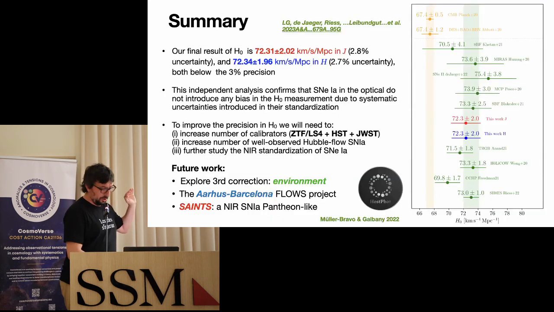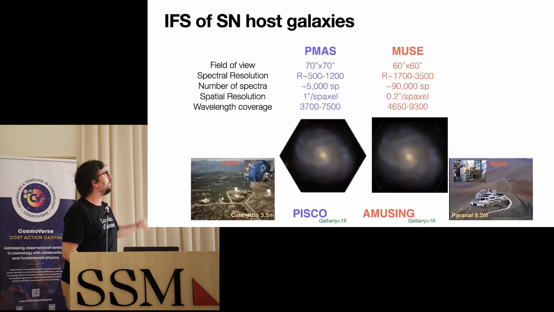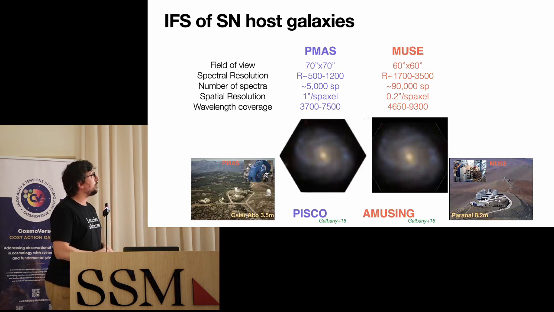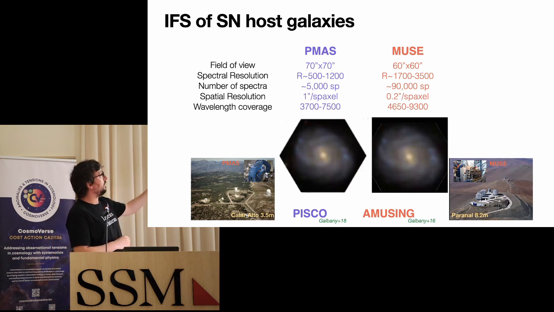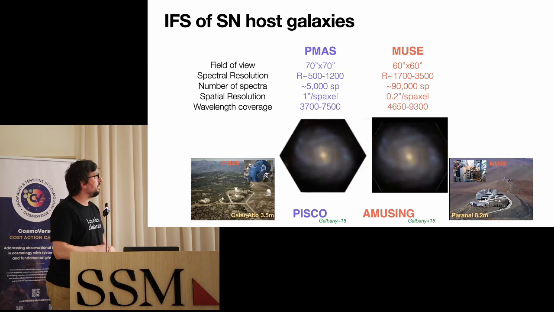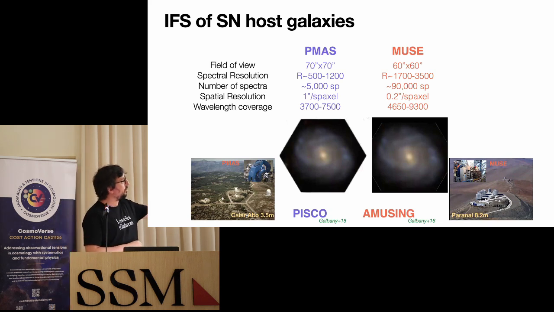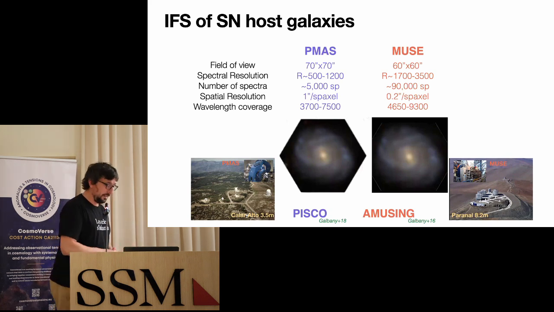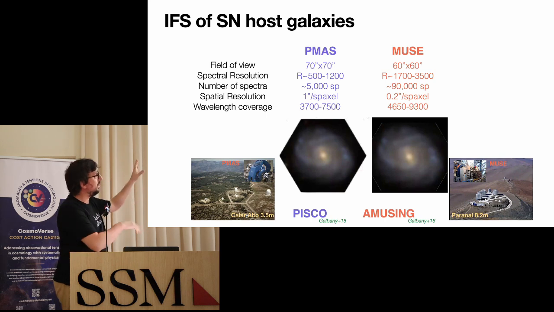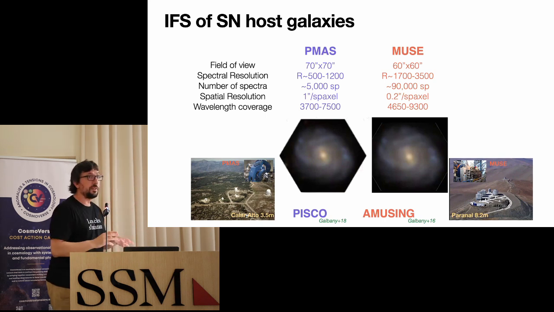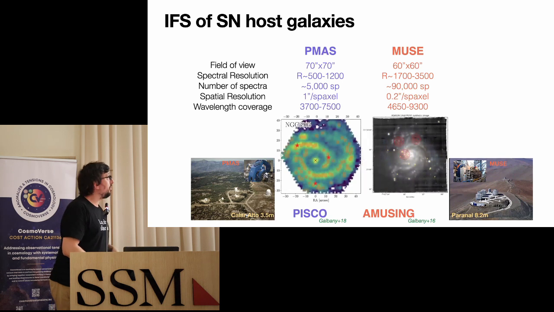So I'll talk a bit about these 3 points right now. So for the environment, in the past we started these 2 projects, PISCO and AMUSING, that are obtaining integral field spectroscopy of host galaxies of supernovae. PISCO is with the instrument PMAS in Calar Alto in Spain, and for AMUSING we use MUSE at Paranal in the south. This is north and south, so the characteristics of the IFS are different. But so far, these are examples of the data.